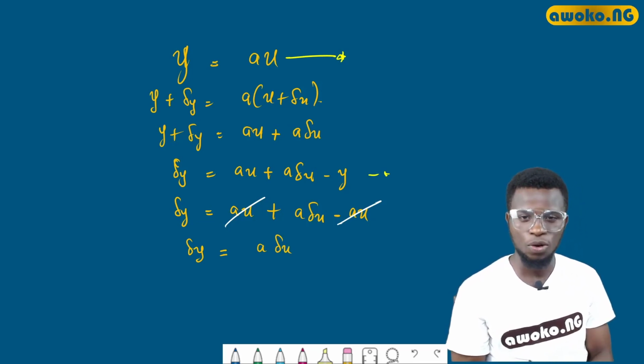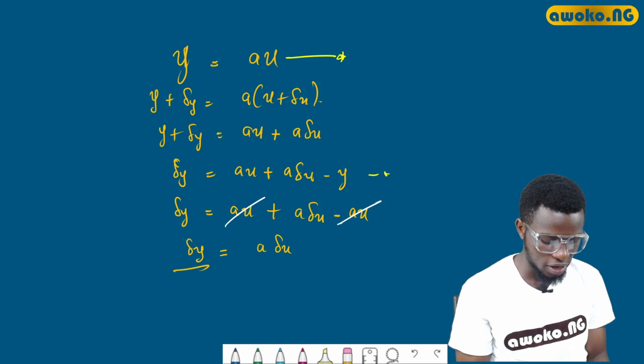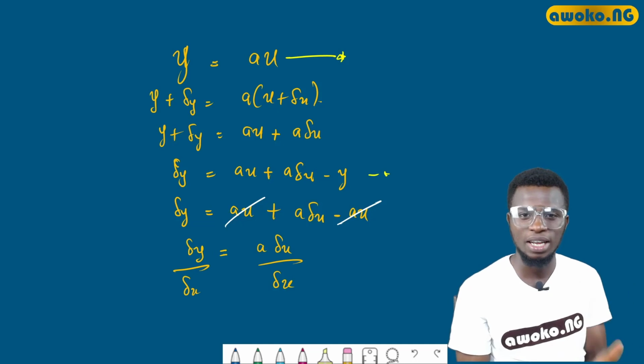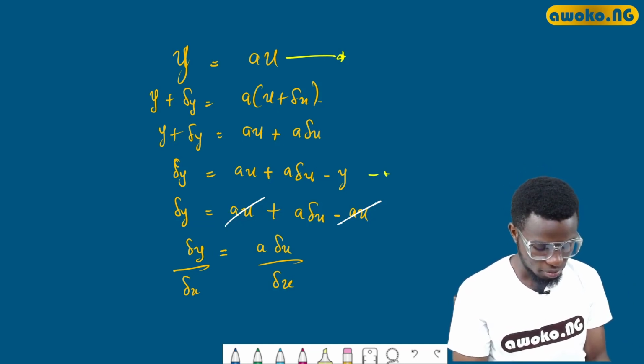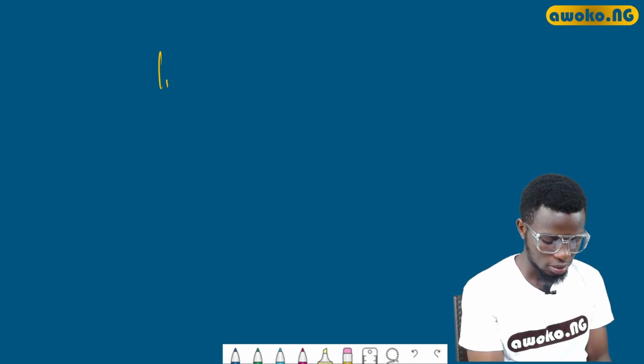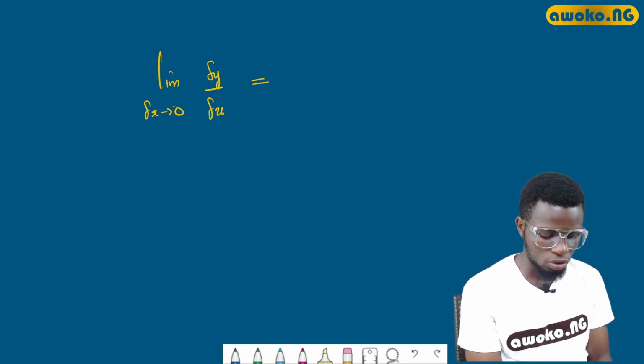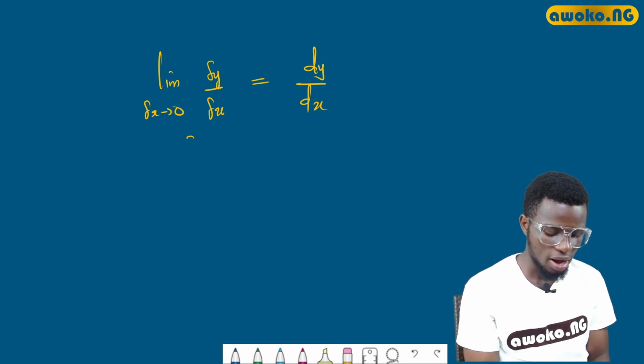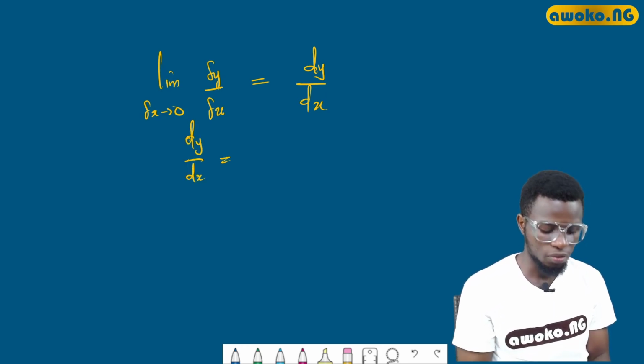What then is our next step? The next step, of course, is to divide through by dx. Remember, our focus is to find dy/dx. If I divide through, I have dy over dx. Now, taking the limit of the left-hand side, I have the limit of dy over dx as dx tends to 0 is equal to the full differential of the function. And this gives me dy/dx, which will finally become a du/dx.